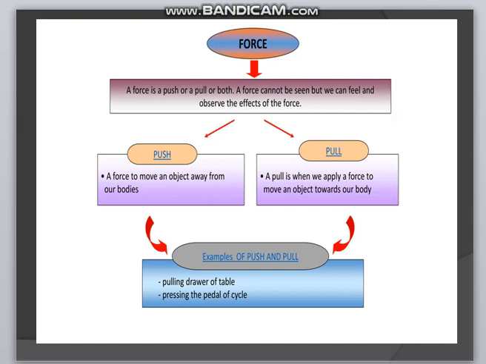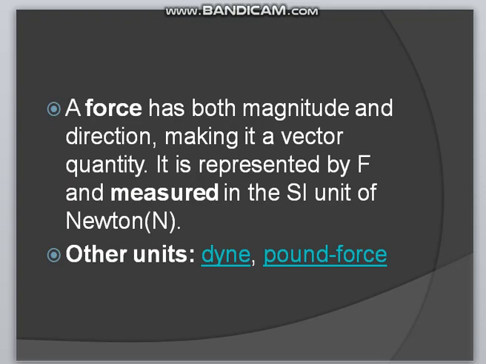So what is push? A force to move an object away from our body, that is known as push. And what is pull? A pull is when we apply a force to move an object toward our body. That is known as pull. So force is simply either push or pull. Now a force has both magnitude and direction, making it a vector quantity. It is represented by capital F and measured in the SI unit of Newton. Some other units are also used for the magnitude of force, that is dyne and pound force.